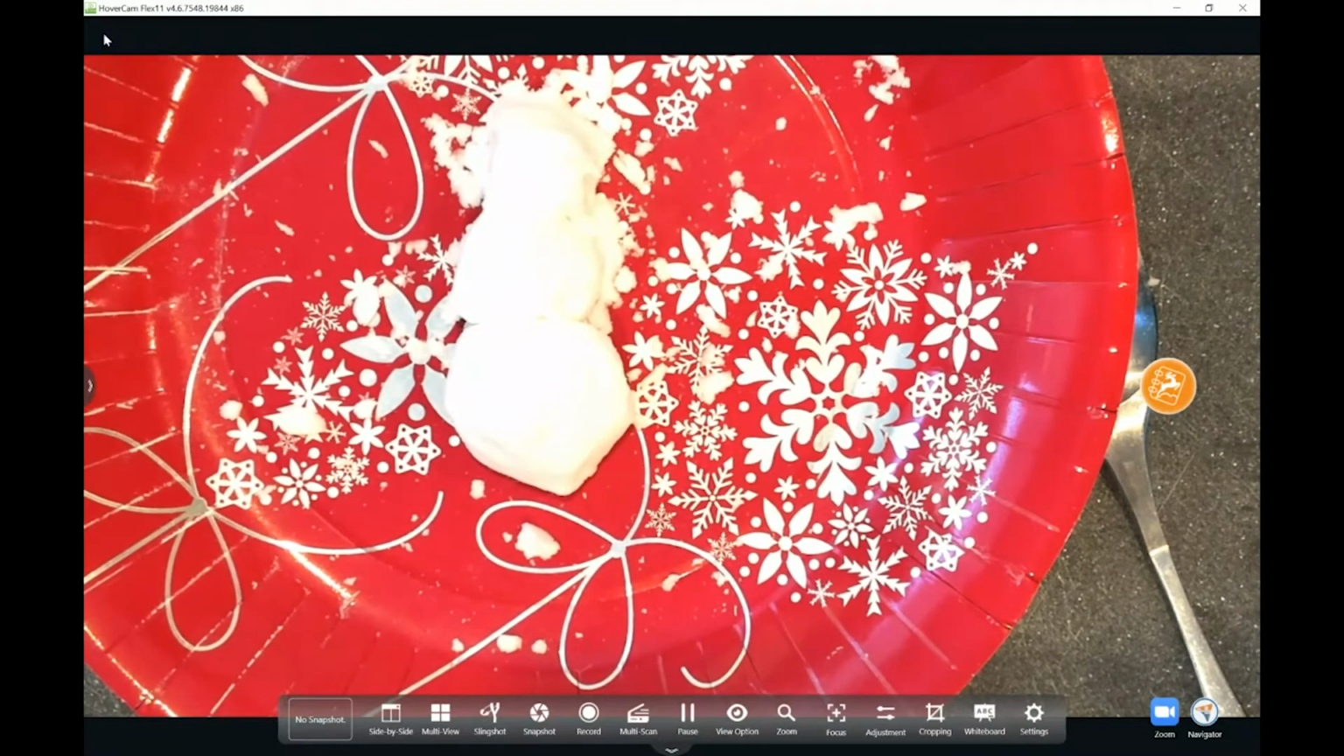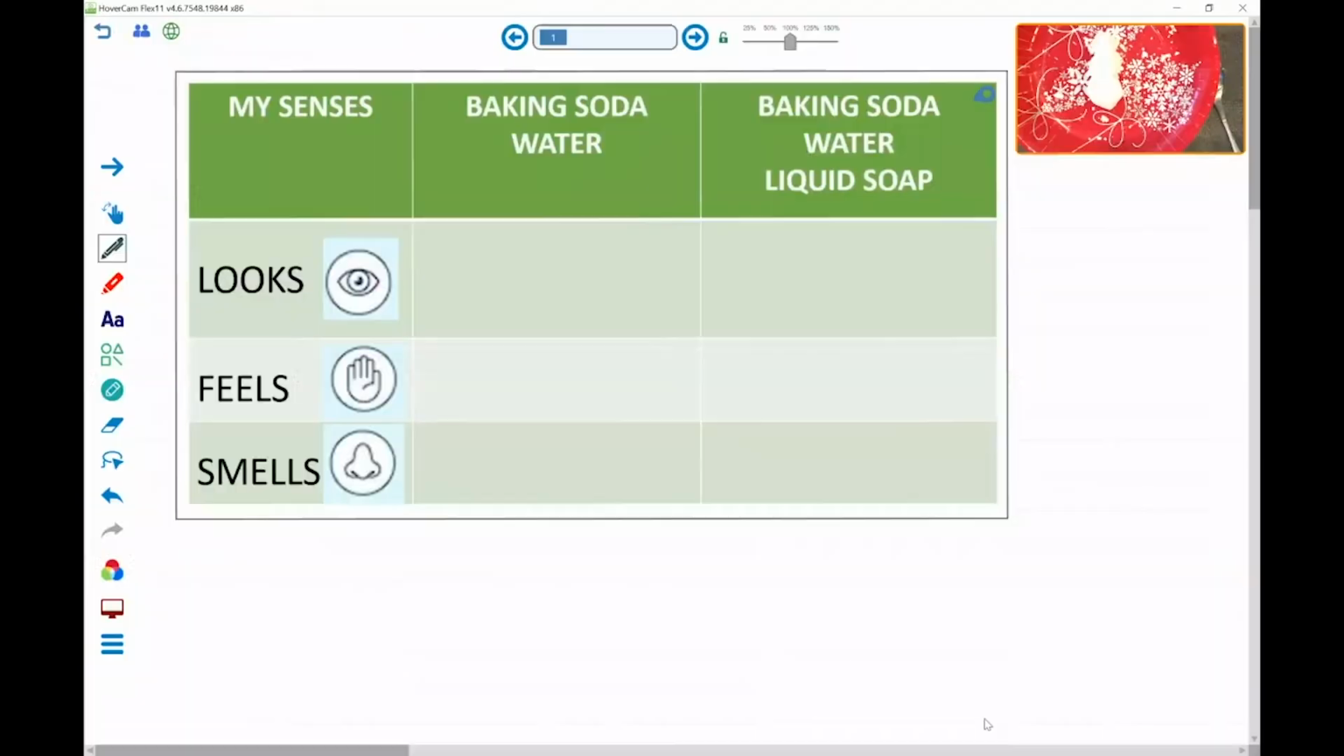Okay, I'm going to hop back over to my whiteboard, and I want us to go ahead and start recording our findings. So for what it looks like, I definitely know it looked white. Both types were both white. This one on the left, the first one, the baking soda and water, felt pretty clumpy. I'm going to use that word clumpy. And I'm going to compare it to beach sand. Like, here's my eye, like beach sand.